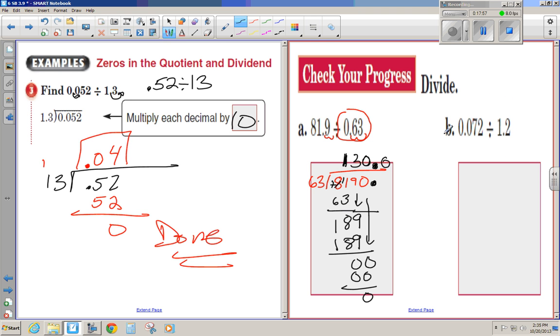Same thing here. You can go ahead and pause the video if you want, but decide how many places you move this decimal. Well, now when you look, you should move this decimal once and this decimal once, and you end up with 0.72 divided by 12. So when you set up the division, 12, oh, I'm sorry.